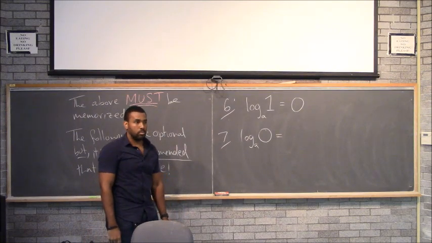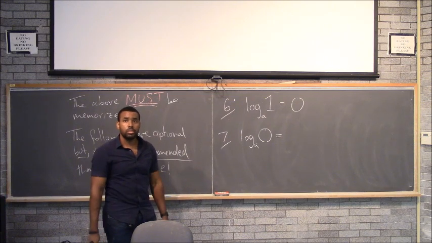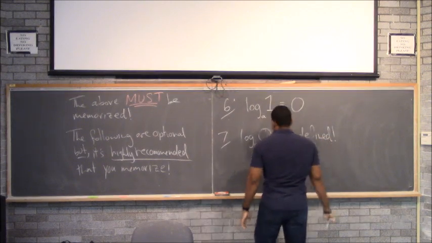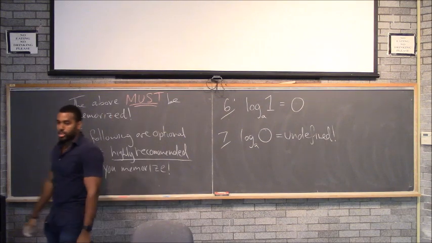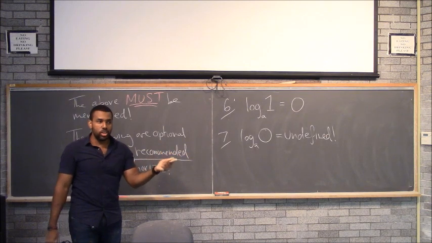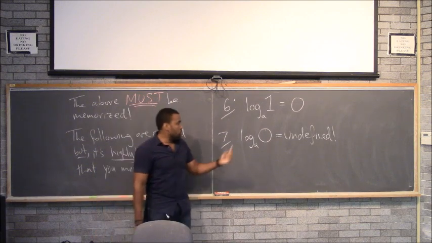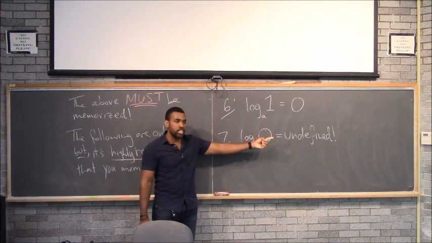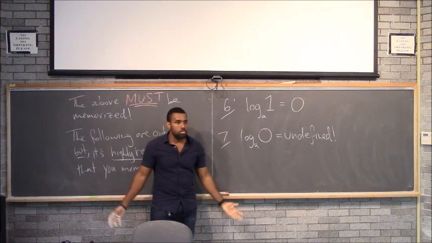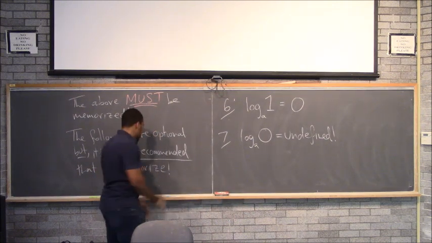What is it? Yeah, it's undefined. So if you see log of 0 at any point in your mathematical journey, 1, either you made a mistake, or 2, whatever answer you're looking for, there's no solution. Log of 0 is undefined. Why? If you have a positive number, there is no power you can raise it to in order to get 0. 2 to what power gives you 0? There's no power that will give you 0. If the base is 2, it will never be 0.